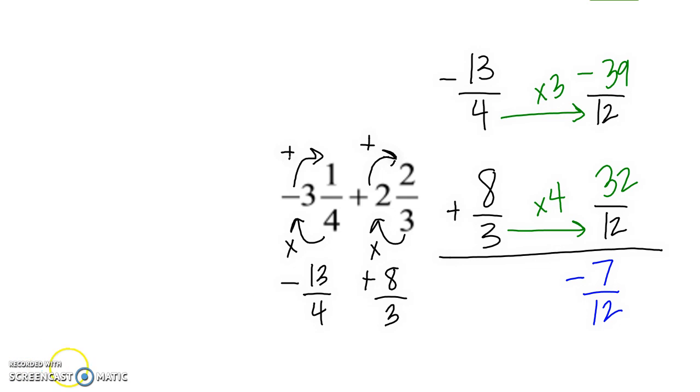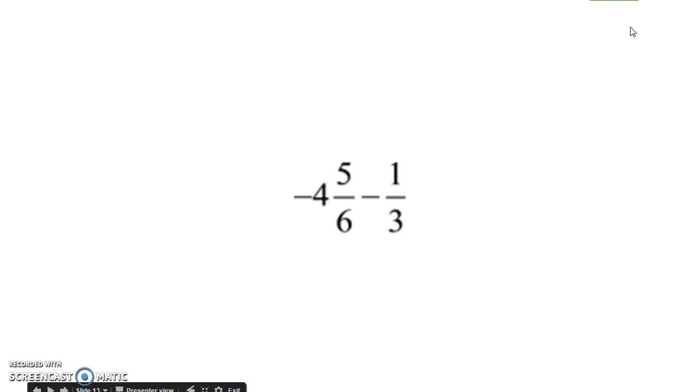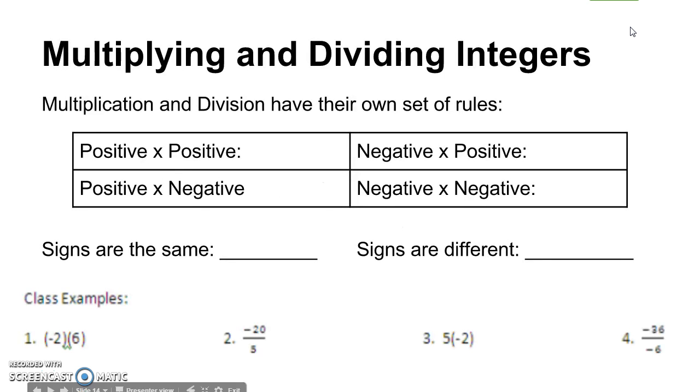Last step, I'm going to add or subtract the numerators. Since I see the signs are different, I subtract and keep the sign of the bigger number. So that's going to be negative 7, and then my denominator stays the same. Negative 7 over 12 is my answer. All right, so that's it for adding and subtracting fractions. Next, let's review the rules for multiplying and dividing integers first, and then we'll go on to fractions and decimals.